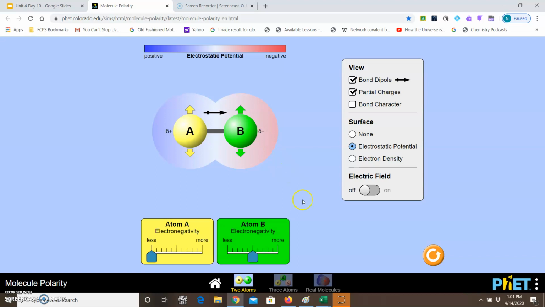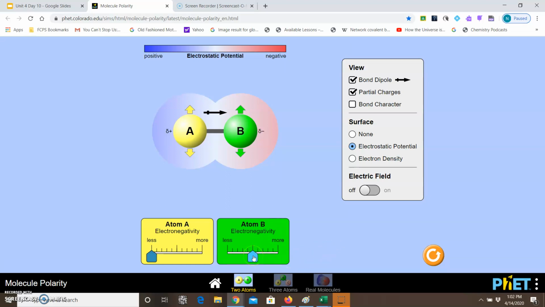Okay, now let's play around with this a little bit more. Right now, atom A, its electronegativity is on this less scale, so it's the lowest that it can go for this simulation. And atom B, its electronegativity is in the middle. So what do you think will happen if we made atom B have the same electronegativity as atom A? Basically, we take this scale and move it all the way to the left. So I want you to pause and think about what do you think will happen?